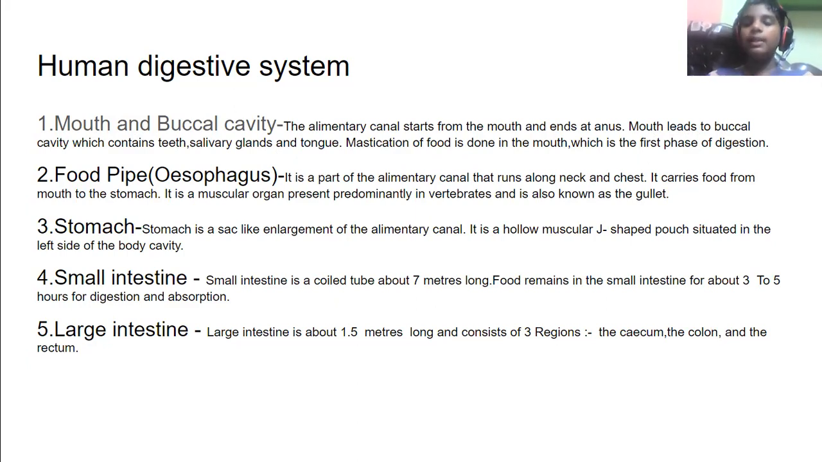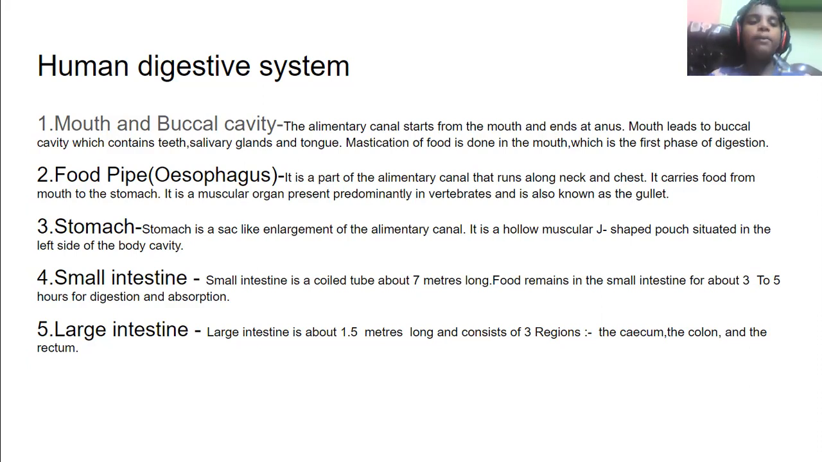Mouth leads to the buccal cavity. So this is the mouth, the front portion, and inside it is the buccal cavity. The teeth, the tongue, the salivary glands and the gums all come under the buccal cavity. Mastication of food is done in the mouth. It means that the breakdown of food into simpler substances is done here.